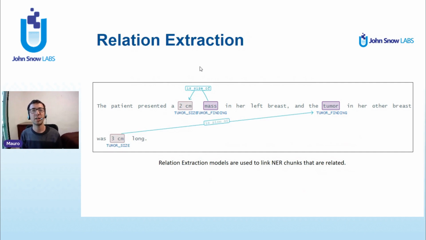Okay, now let's talk about relation extraction models. These models are used to link NER chunks that are related to one another. In this case, you can see I used a model to link tumor findings with sizes, and you can see how 2 centimeters, for example, was linked with its corresponding tumor finding, and so on.